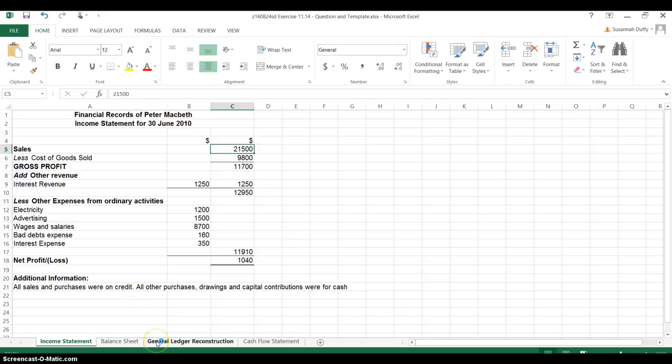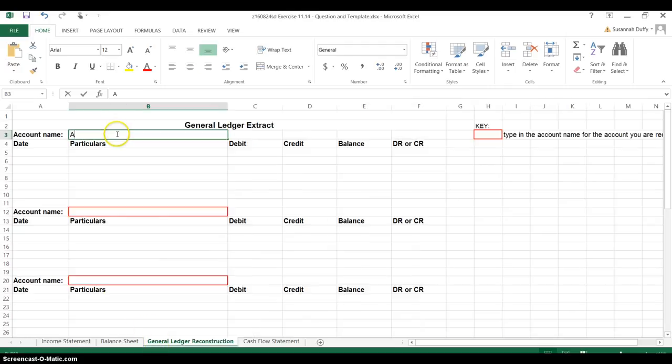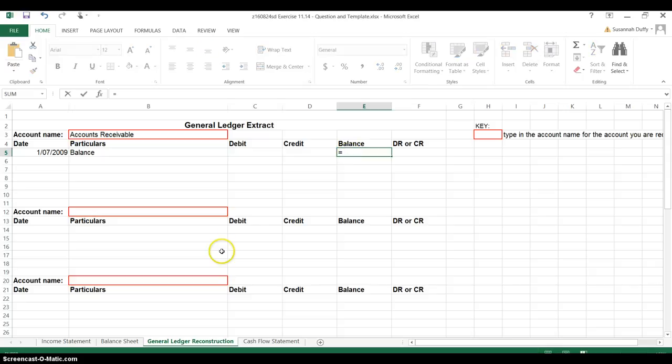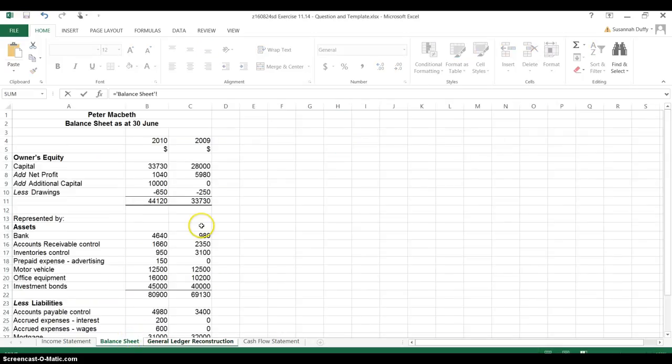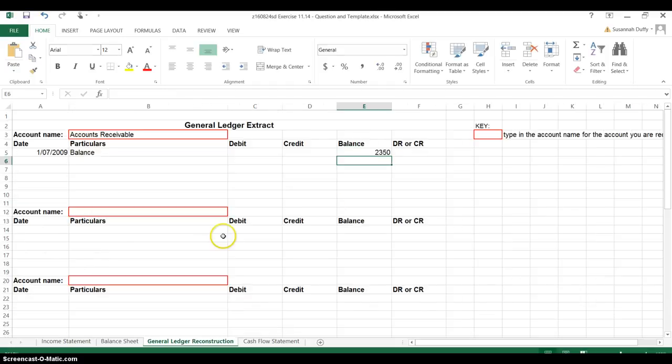What that means is we need to reconstruct accounts receivable in our general ledger. So your account name will be accounts receivable. We'll put in the date as the 1st of July 2009. Okay, so what do we know? We know our opening balance, which we can get from, you put in an equal sign and go over to your balance sheet, it'll be the closing balance for the previous year. So that's 2350, okay, which is a debit balance.